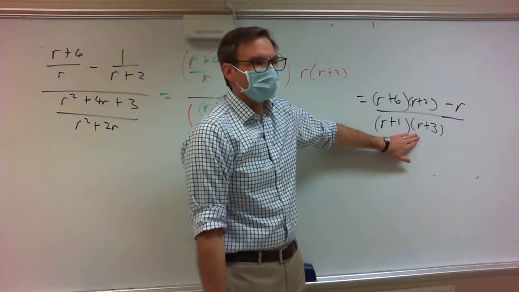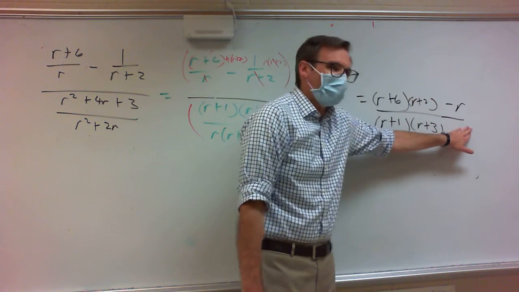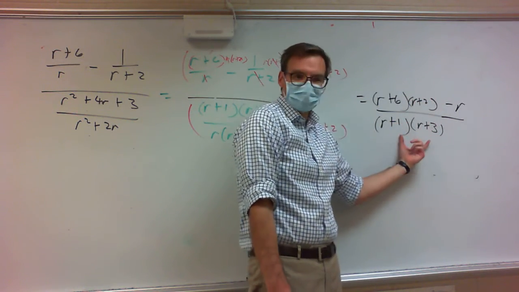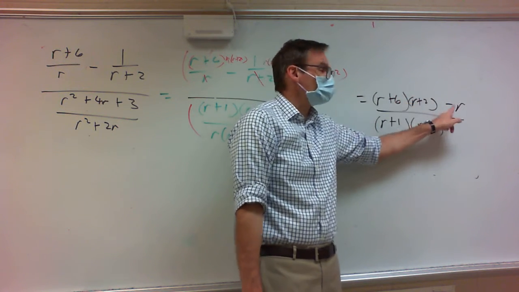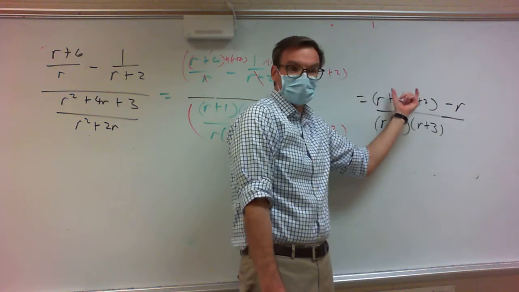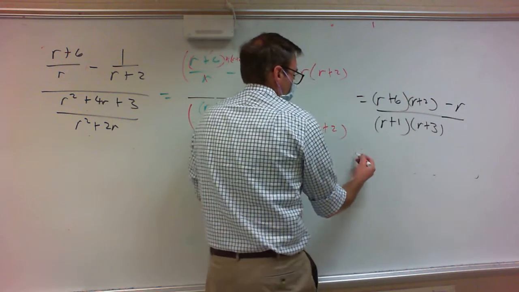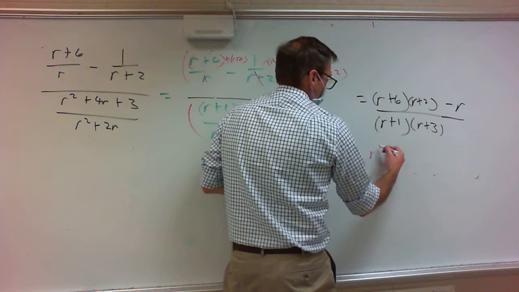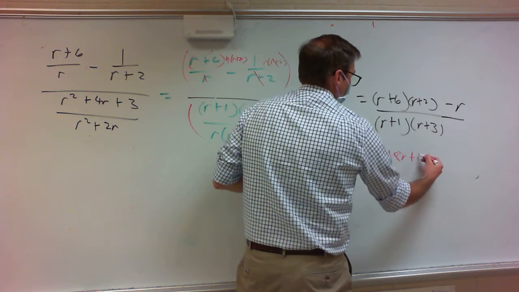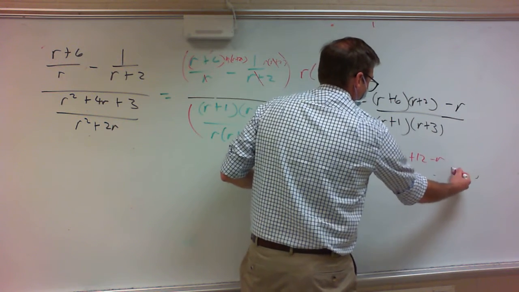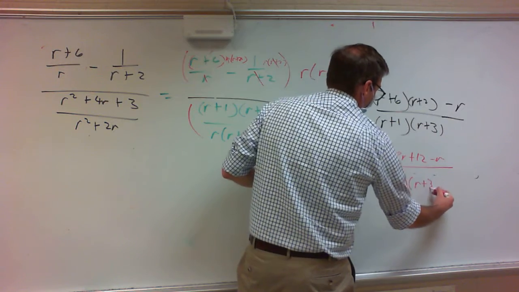nothing to do in the bottom. How do you know when you leave things factored? You're not adding or subtracting anything to them. We want to leave this factored. The problem is, this is multiplied, but there's this minus r, so we're going to have to work this out. And so when we work this out, let's see, it's going to give me r squared plus 8r plus 12 minus r all over r plus 1 times r plus 3.